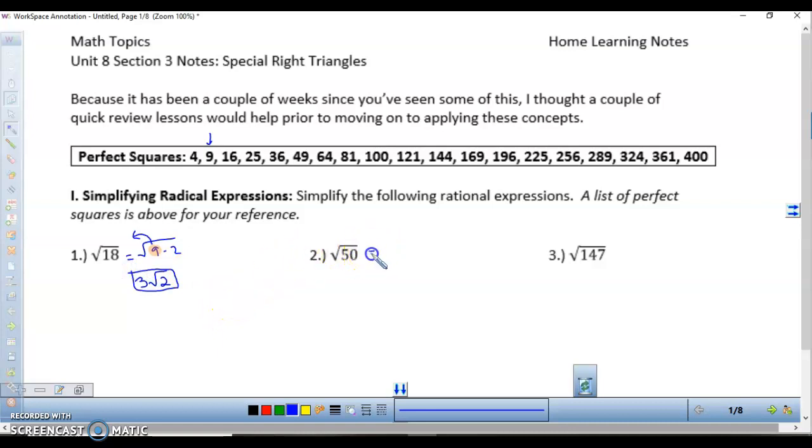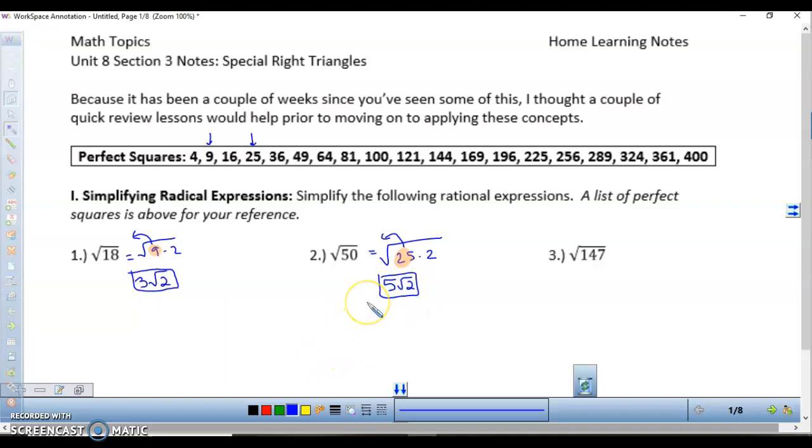Next, 50. We did this before, so I'll go a little faster, but just comment, come to office hours, or let me know if you need help. 50 is the same thing as 25 times 2. Going up to my list, 25 is a factor of 50. Well, 25 is a perfect square, which means I can take its square root. When you take the square root, it comes out. The square root of 25 is 5, and what's left inside, again, is 2.